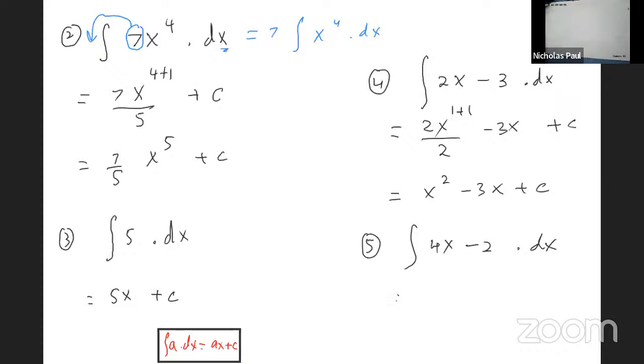So that would be 4x to the power 1 plus 1, divided by 2, minus 2x plus c. 2 into 4 is 2, so that's 2x squared minus 2x plus c.